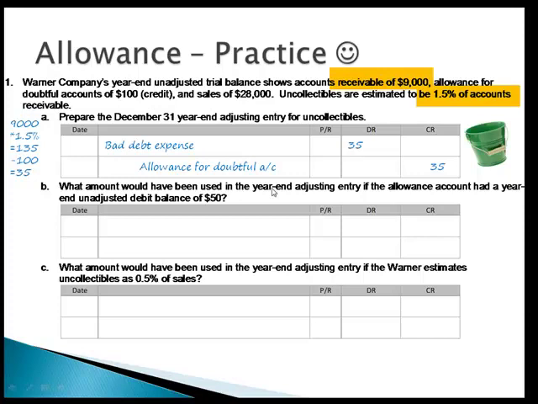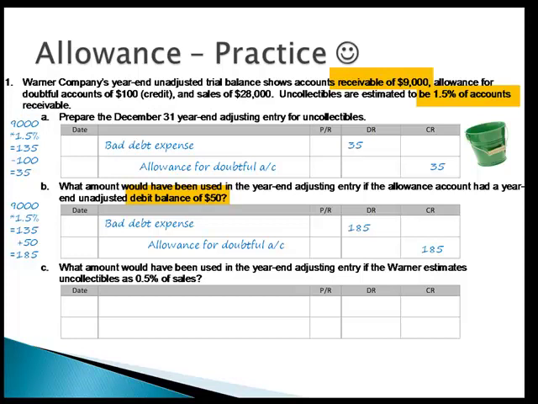What amount would have been used in the year-end adjusting entry if the allowance had a debit balance of $50? If instead we started with a debit balance, you'd go through 9,000 times 1.5%. $135 is our goal. But we had a beginning abnormal balance, so we have to add that back in to compensate for a negative balance. So now we have to adjust for $185. Debit bad debt expense, credit allowance. What we did is fill up our bucket. Our bucket had a negative balance, so we put in more. We compensated, so the balance in the allowance account, the balance in our bucket, will still be $135.